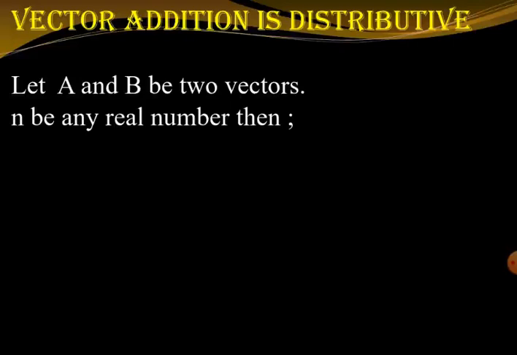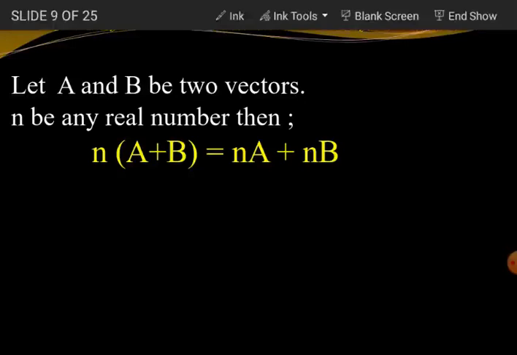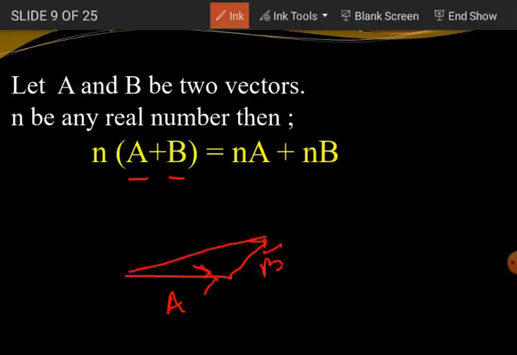Let's see whether vector addition is distributive in nature or not. Yes, vector addition is distributive. Now let's take any two vectors, a and b. Let's take a like this, and b in this way. This is the a vector and this is the b vector. If you add these two, then the resultant will be this one, right? So let's represent this a plus b by the resultant R.